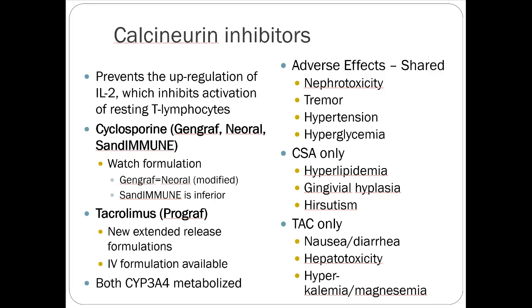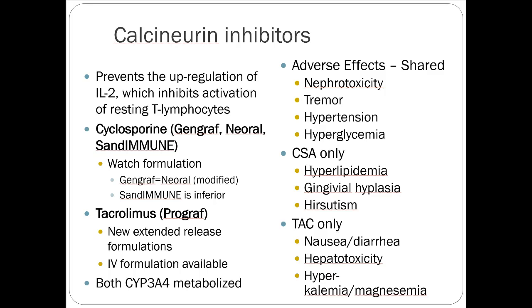Calcineurin inhibitors prevent the upregulation of IL-2, which inhibits activation of resting T lymphocytes. This is our second major class we use as an anti-rejection medication. There are two drugs here, cyclosporin and tacrolimus. Cyclosporin comes in a bunch of different formulations, but basically there's modified cyclosporin and then there's Sandimmune.